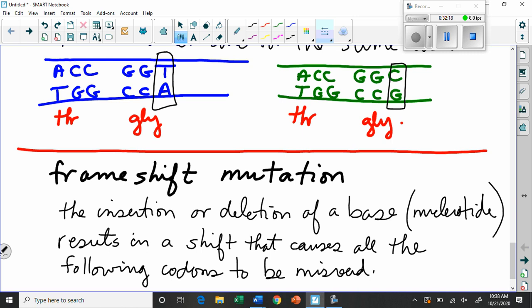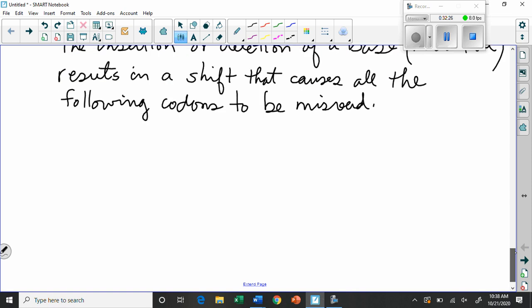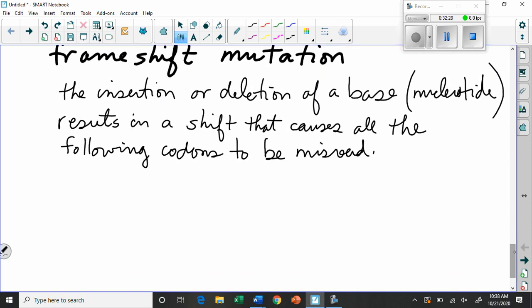In other words, they're all going to spell different words now. And that means that they might spell stops, they might spell new amino acids, there could be a whole bunch of different effects. So if we just draw one more little picture, and really this one is an easy thing to do.